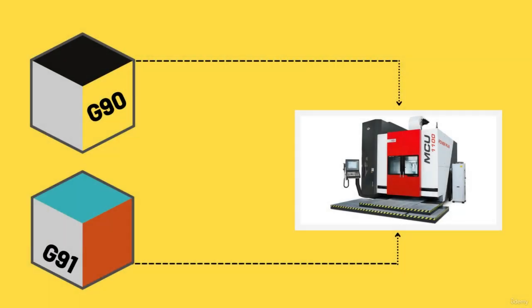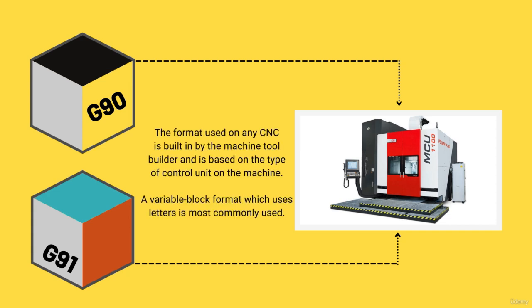Every program for any part to be machined must be put in a format that the MCU, or machine control unit, can understand. The format used on any CNC is built in by the machine tool builder and is based on the type of control unit on the machine. A variable block format which uses letters is most commonly used. Numerical data follows this address to identify a specific function such as distance, feed rate, or speed value.